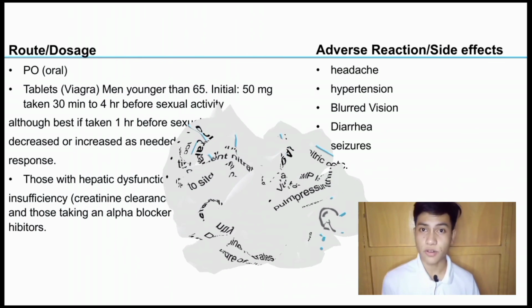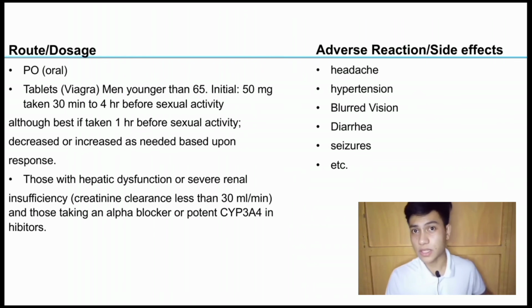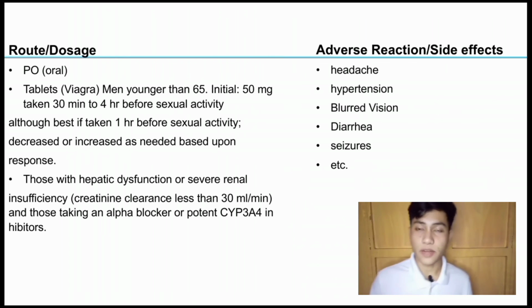For the route and dosage of Viagra, it is taken orally since it is a tablet. Men younger than 65 years old should take 50 mg 30 minutes to 4 hours before sexual activity, although best if taken 1 hour before sexual activity, decreasing or increasing as needed based upon response. Lower doses are for those with hepatic dysfunction or severe renal insufficiency, creatinine clearance less than 30 ml per minute, and those taking alpha blockers or potent CYP3A4 inhibitors. For the adverse reactions or side effects, it includes headache, hypertension, blurred vision, diarrhea, seizures, etc.